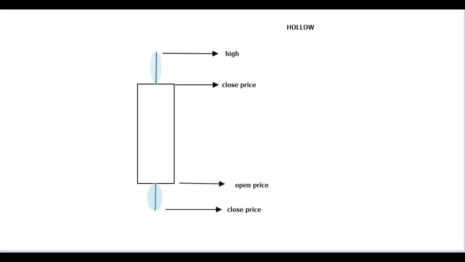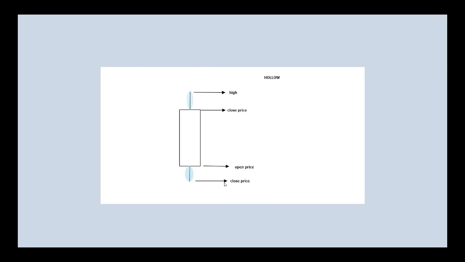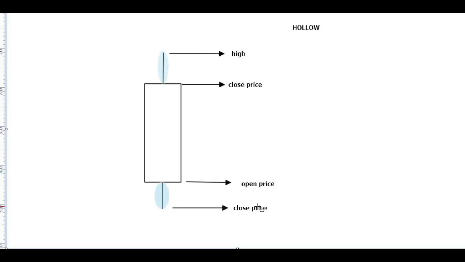The hollow or filled part is called the real body of the candlestick, and the long thin lines above and below it are called tails or shadows. The high price is marked at the top of the upper shadow, and the low price is at the bottom of the lower shadow.